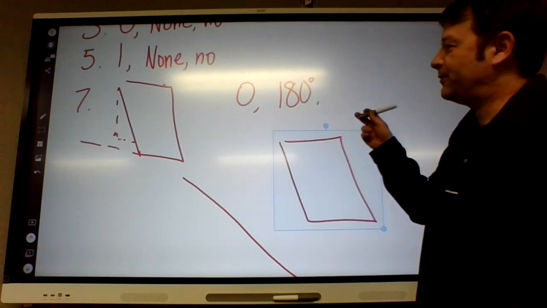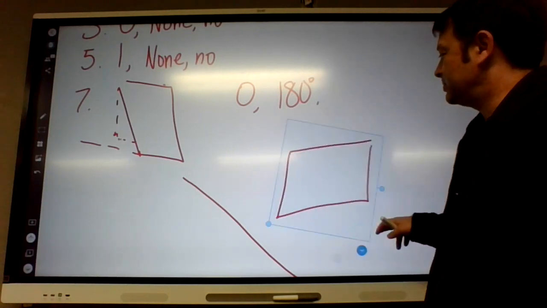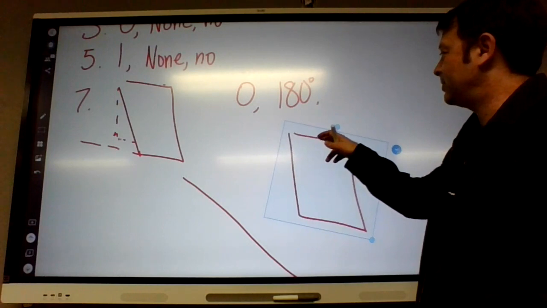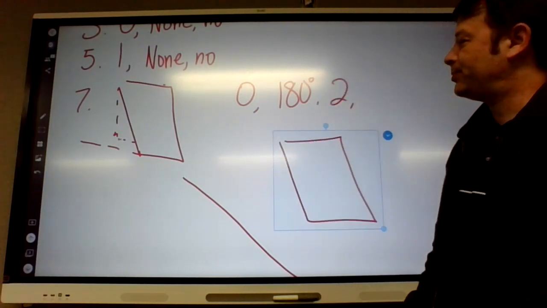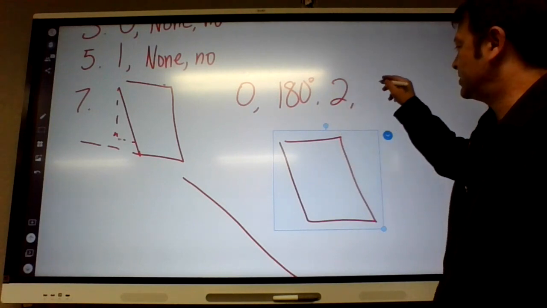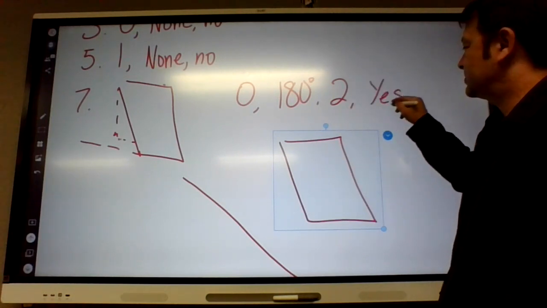What's the order if it's 180 degrees? 1. No, 2. Takes 2 to get back around. What was the last question? Oh, does it have point symmetry? Yes, because it has.